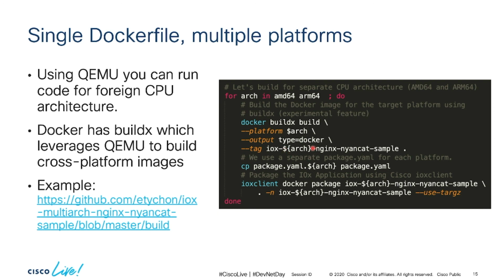And then at the end of the day, we are also packaging our Docker image as an IOx app with IOx client. So this kind of loop will actually create images and IOx applications for two different architectures in one shot. I have an example here on GitHub showing how you can do that, with all the details, including the build functions, the Dockerfile, and the package.yaml files. So make sure you leverage Docker Buildx to do that.